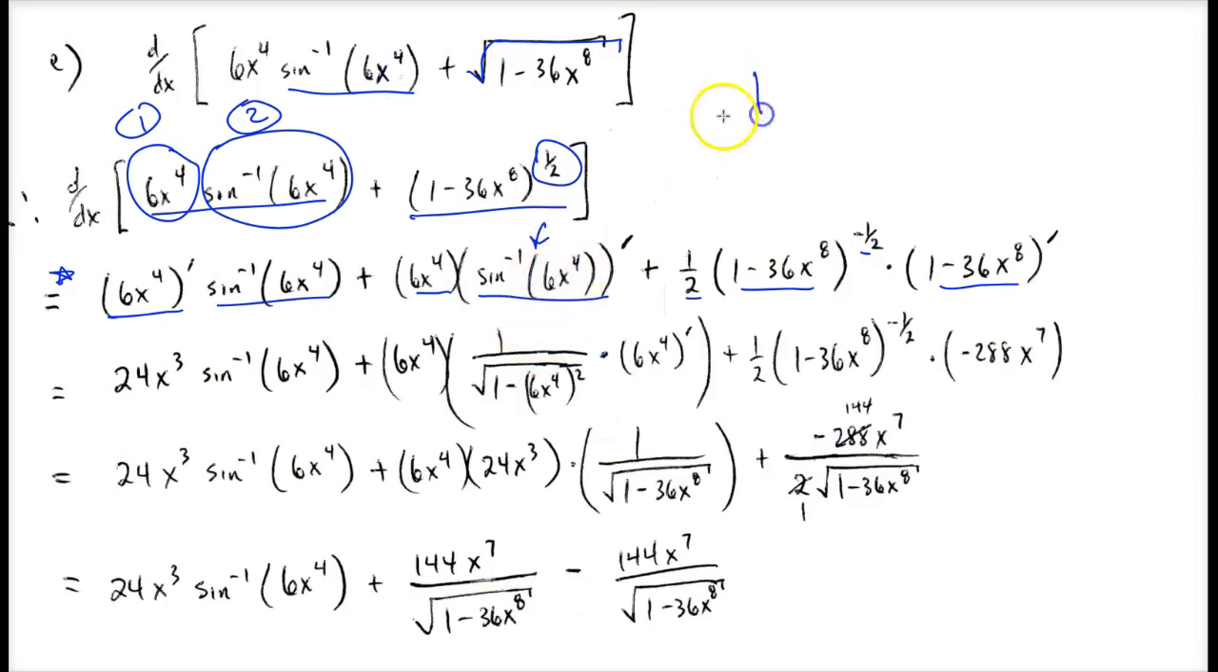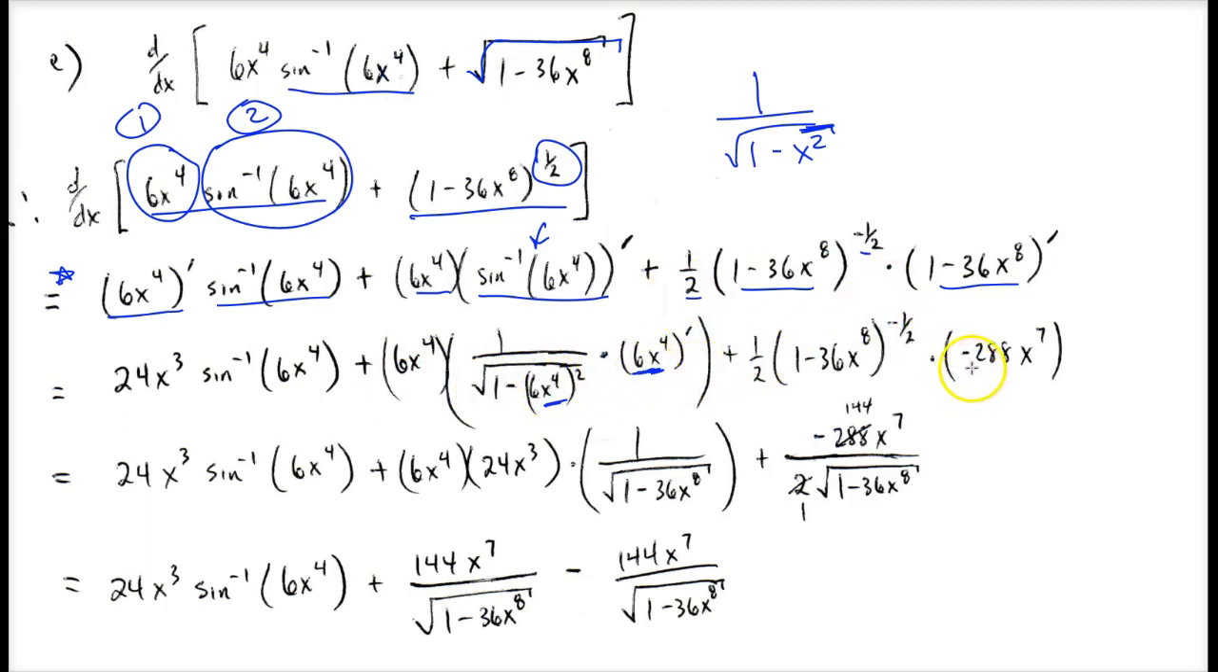We also deal with the derivative of sine inverse of 6x to the 4th. And again, we know that the derivative of sine inverse of x on its own is just 1 divided by the square root of 1 minus x squared, but everywhere where we see x, we replace it with 6x to the 4th. And since 6x to the 4th is a function itself, we have to use the chain rule and take the derivative of the inside function 6x raised to the 4th separately. So for the second term, that's what we have to handle.